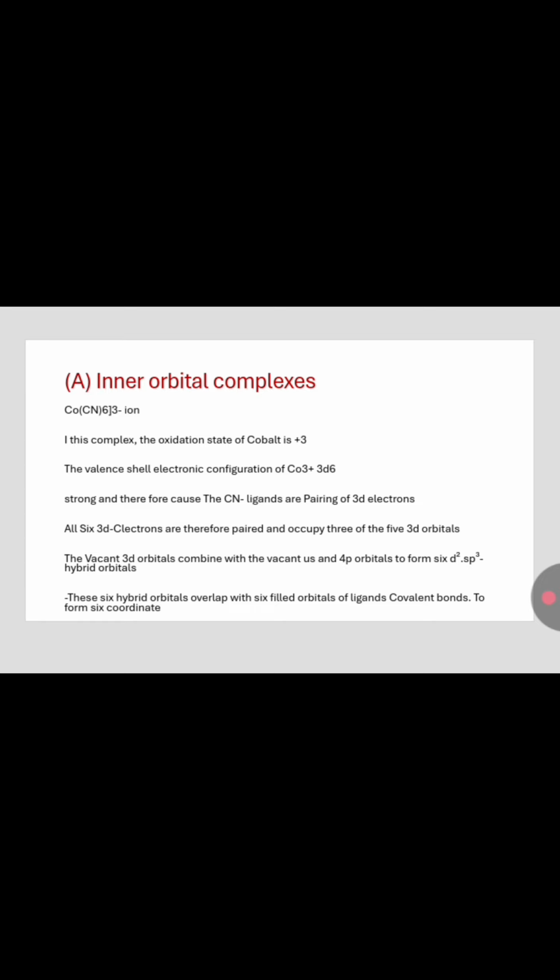The vacant 3d orbitals combine with the 4s and 4p orbitals to form six d2sp3 hybridized orbitals. These six hybridized orbitals overlap with six filled orbitals of ligands to form six covalent bonds.